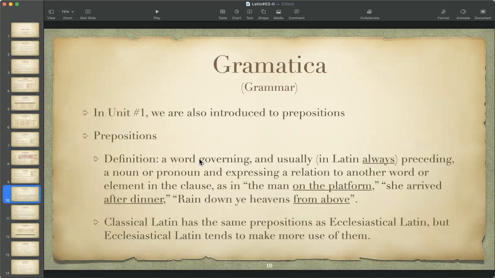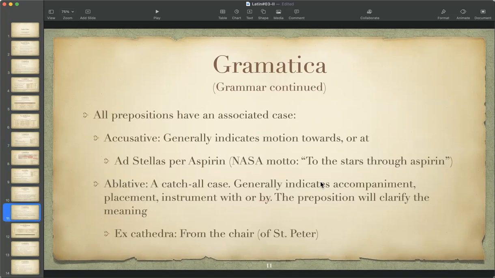Whoops, I went back too far. Not far enough. Ablative is a catch-all case. It generally indicates accompaniment, placement, instrument, with or by. Whereas accusative is motion towards or at, ablative indicates position, but not necessarily motion.